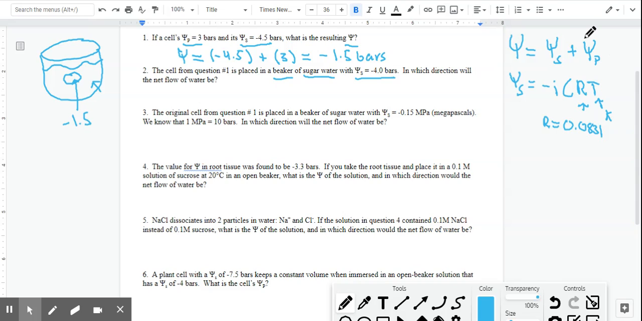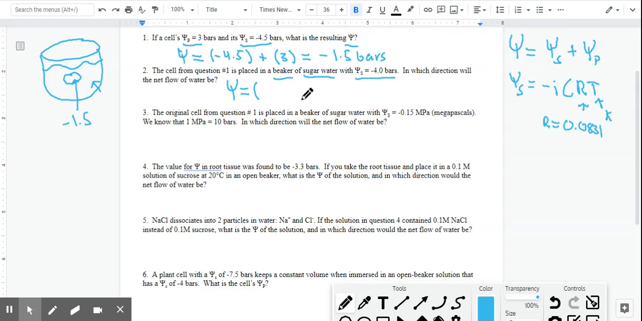If you recall from our notes, I mentioned that there are two things that they are going to assume that you have memorized. They will not give it to you. And why I underlined that this is placed into a beaker that's sitting on your table in an open environment: this means that its pressure potential in this case is going to be 0. That is one of those values that they will not tell you. It is going to be assumed.